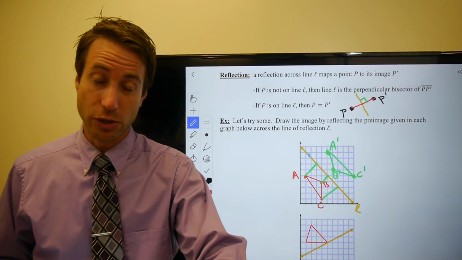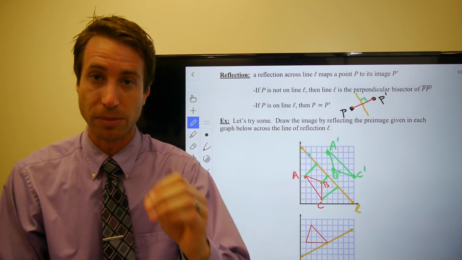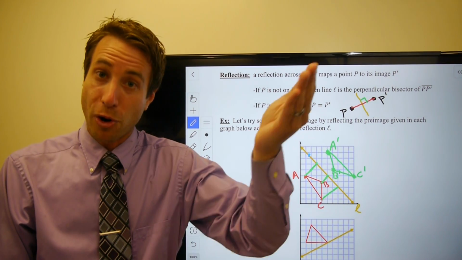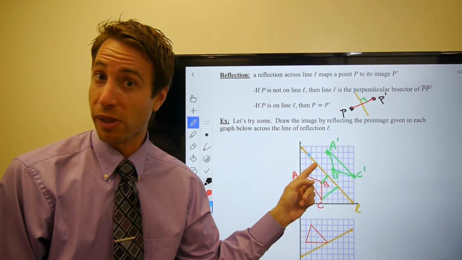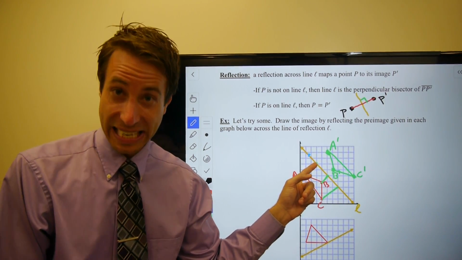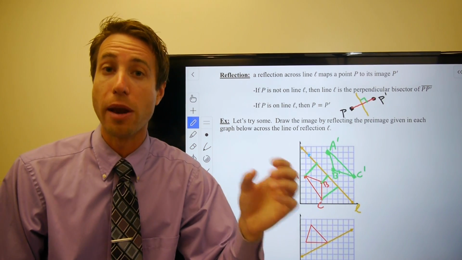I'm never going to do that to you. I will never ever do that to you when doing these types of problems. Drawing that perpendicular line is always going to bring you to the line of reflection at an intersection of the horizontal and vertical lines on my grid.